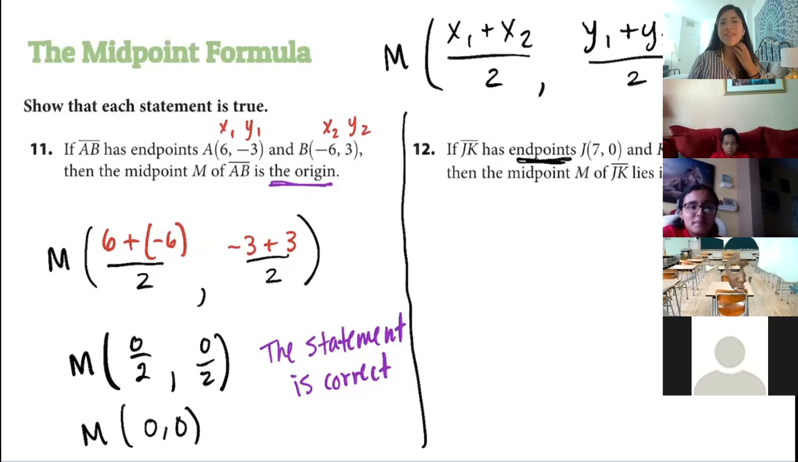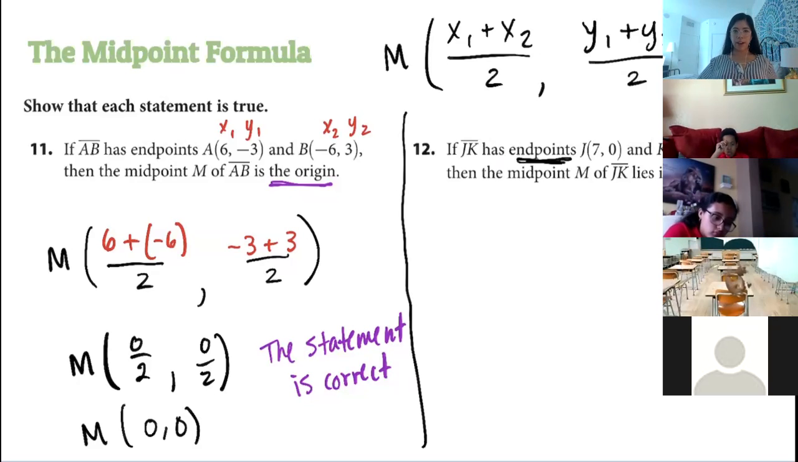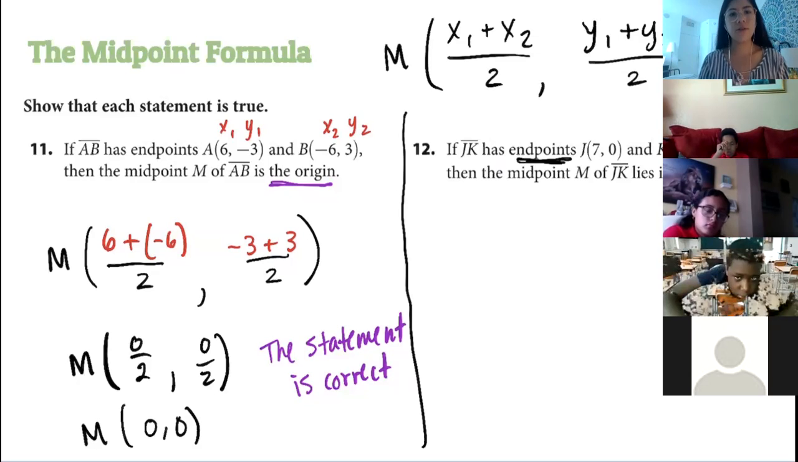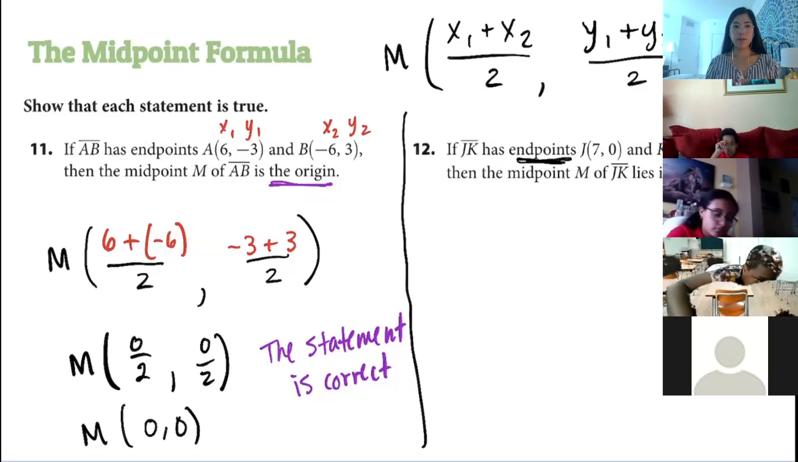Okay. Keep working on number 12, guys. Jalen, start by labeling your points. J and K, label them just like I did in problem 11. Label them with x1, y1, and x2, y2. And then plug those numbers into the midpoint formula.